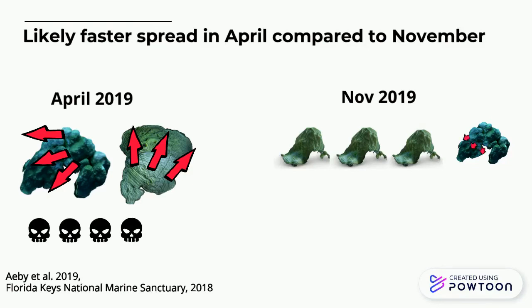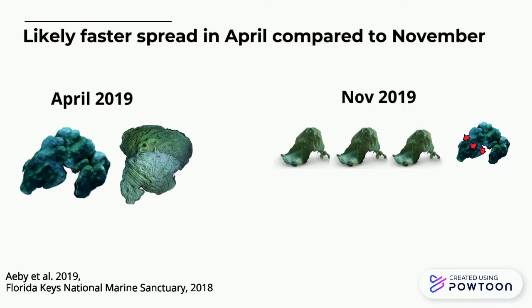The tissue loss rate of Orbicella in November was a bit lower than reported in a previous study. It is therefore possible that the tissue loss rate in Agaricia reported here is also on the lower end of the spectrum.